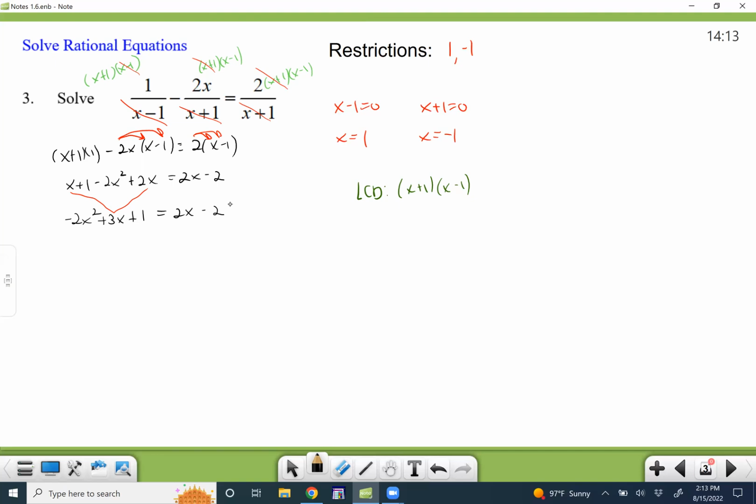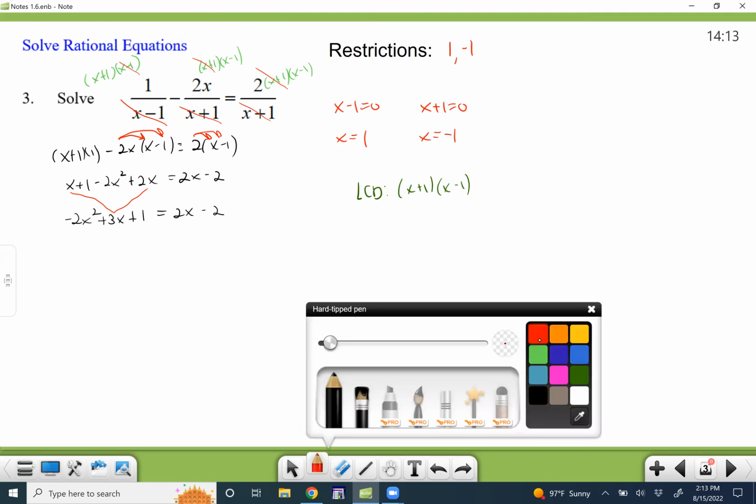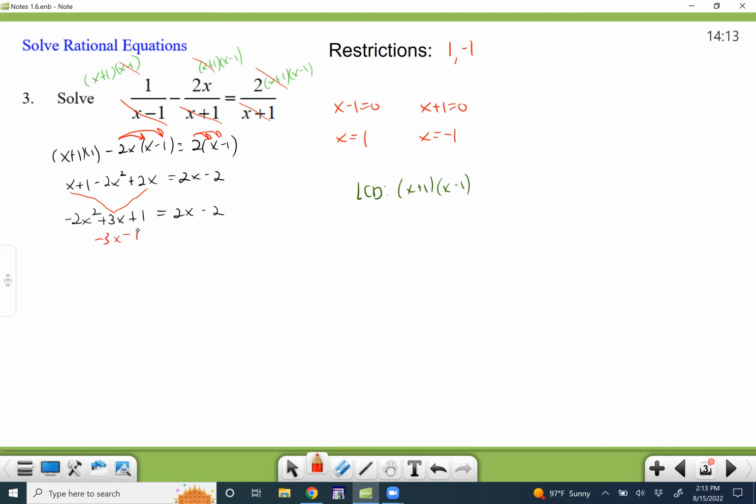Now remember, you have to make the decision which way you're going to move things. I always try to keep the leading term positive. Right now it's negative, so that tells me I want to move everything here over to the other side. It doesn't matter how you do it. I am going to do it in pieces because I want to make sure it makes sense to you guys. So I'm going to start by taking away the 3x and taking away the 1. Whatever you do to one side, you've got to do to the other.